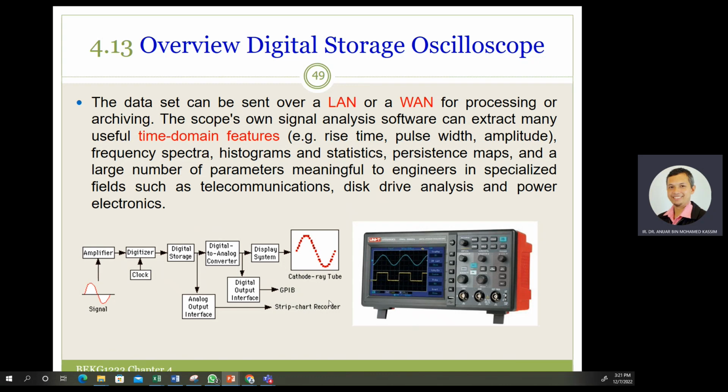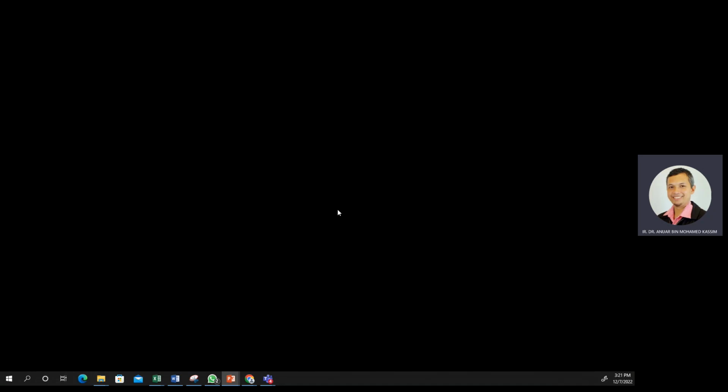Here is the analog to digital converter used inside the digital storage oscilloscope. From here, we can get many useful time domain features, for example the rise time, pulse width, amplitude, frequency spectra, histogram, statistics, persistence maps, and more. These are meaningful to engineers specialized in, for example, telecommunication, disk drive analysis, power electronics, and so on. So this is how the DSO is applied in the current world.